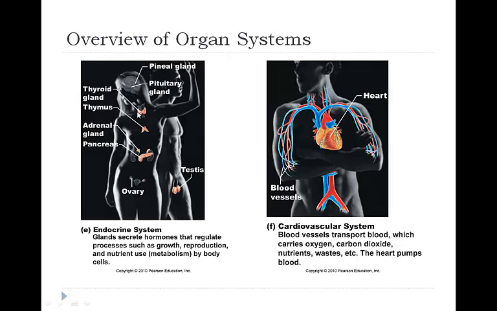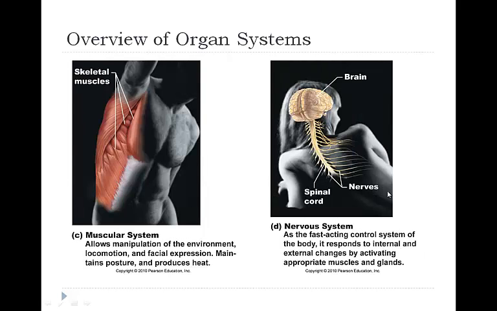Your endocrine system will be your pituitary gland, your thymus, your adrenal glands, your pancreas, and for women, ovaries, and men, testes. You're going to have your glands secreting hormones that are going to regulate processes. Your endocrine system will give you longer lasting effects. Your nervous system will give you shorter lasting effects.